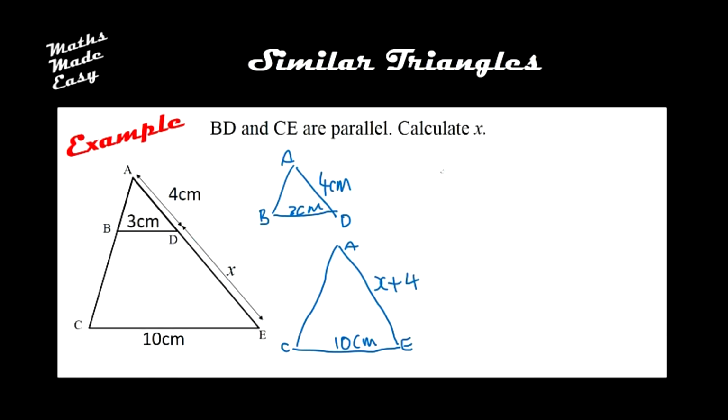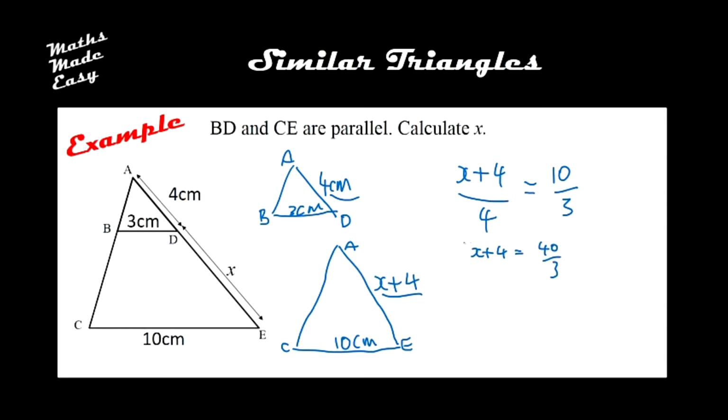So in exactly the same way, I'm going to start with the bigger triangle because that's got an x in it. I'm going to have x add 4 over 4, so these two are corresponding, and that's going to equal the larger triangle 10 over 3. And this is slightly more difficult to solve. I would start with timesing both sides by 4, so you get x plus 4 equals 40 over 3.